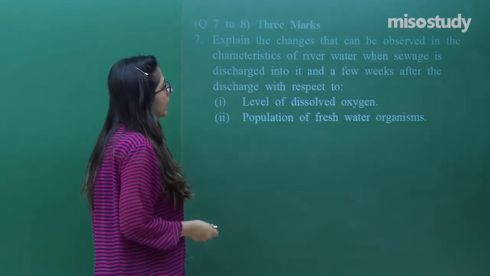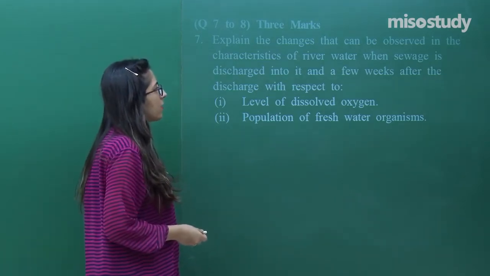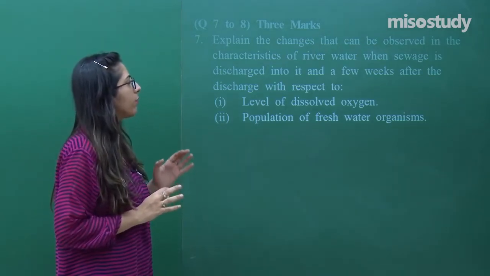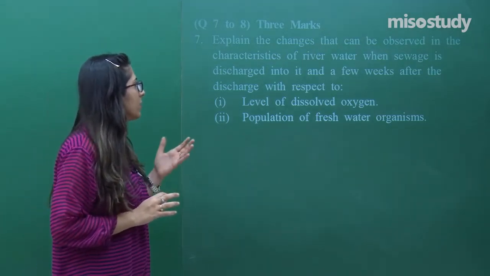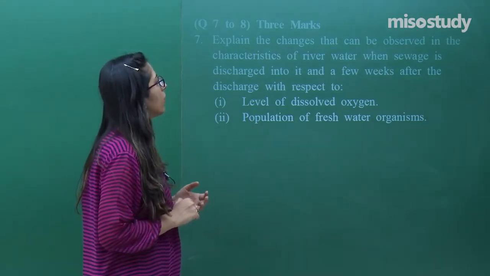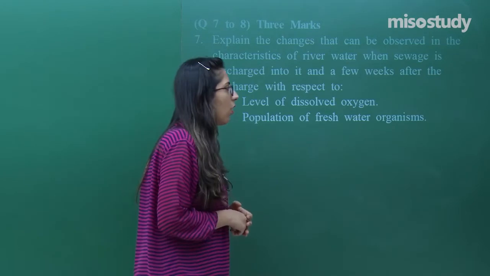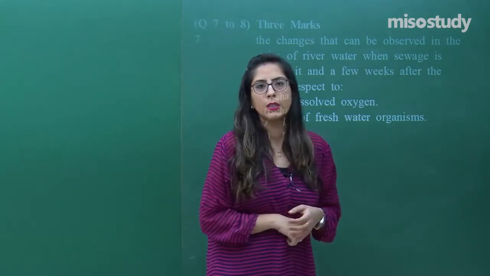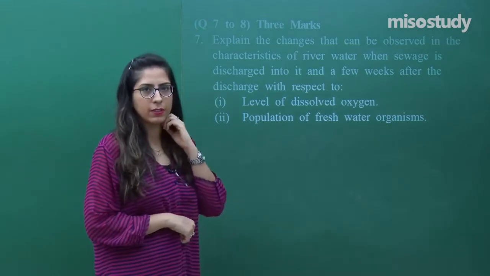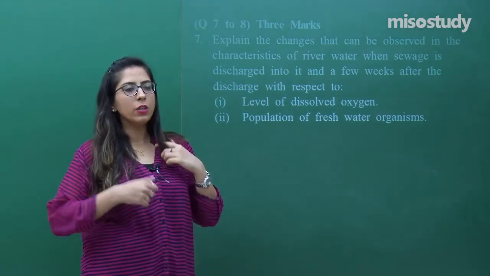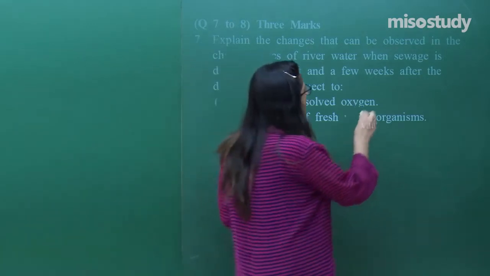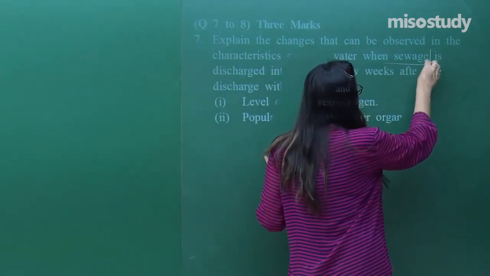Explain the changes that can be observed in characteristics of a river wastewater when a sewage is discharged into it, a few weeks after the discharge, with respect to level of dissolved oxygen and the population of a water organism. Now, just remember that question which we have discussed. In that question, a nutrient was discharged. In this, the sewage was discharged.